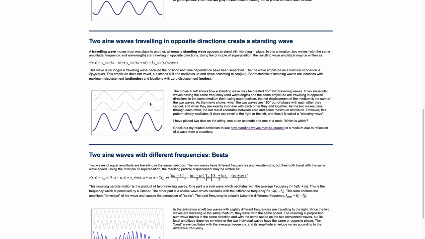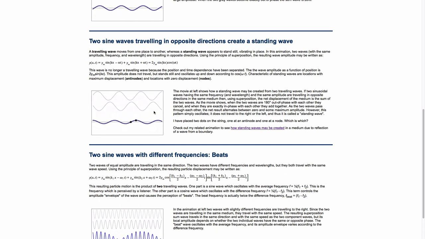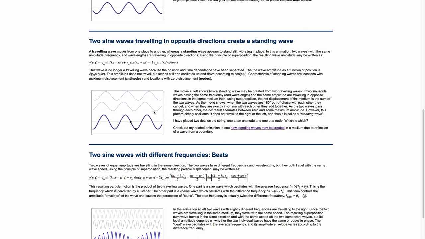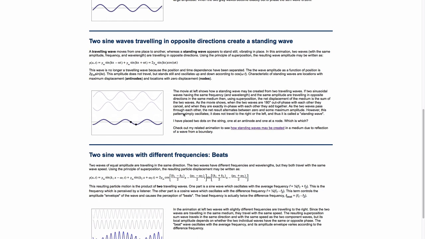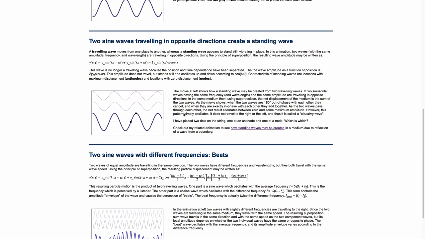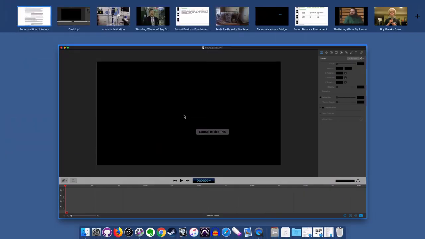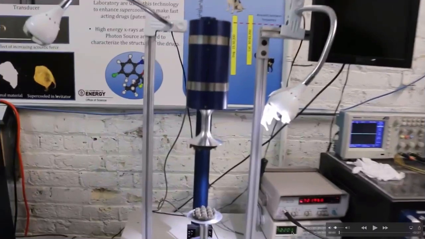So let's look at a few standing waves. Standing waves are being used in a number of different applications, a lot of industrial applications. And one is you can use standing waves to levitate. You can use acoustic levitation. So let's look at a little video about acoustic levitation.